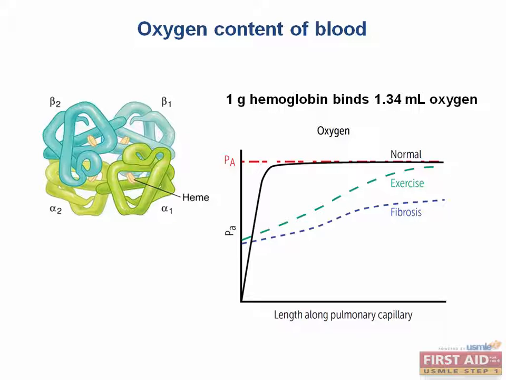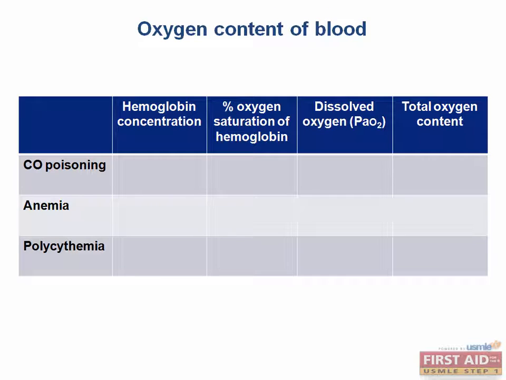Bonus question. What can lower venous PO2 even if you have a normal arterial PO2? The answer is exercise. We'll talk a bit more about exercise at the end of this section. Let's work through this table together. Do you recall from the hematology section what polycythemia is? That's right, high hemoglobin levels due to red blood cell proliferation.